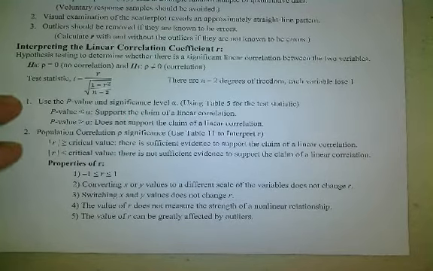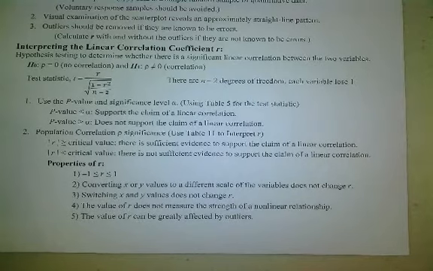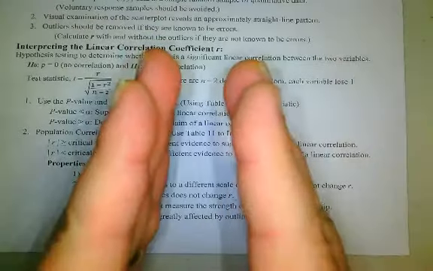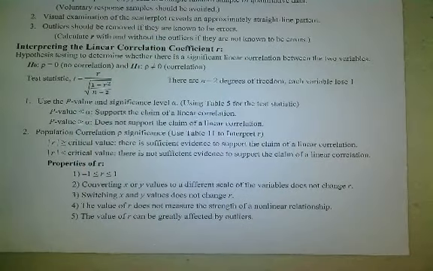So again, in both of these methods, the extreme case supports the claim of linear correlation. Something more towards the middle says there is not sufficient evidence to support the claim of linear correlation.